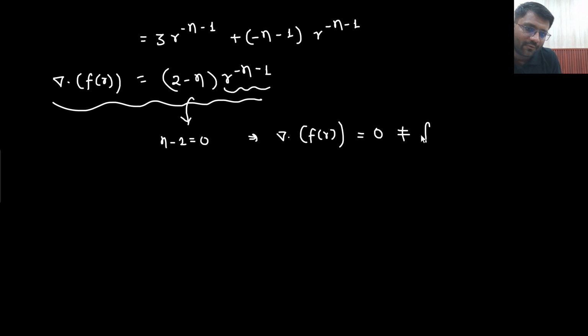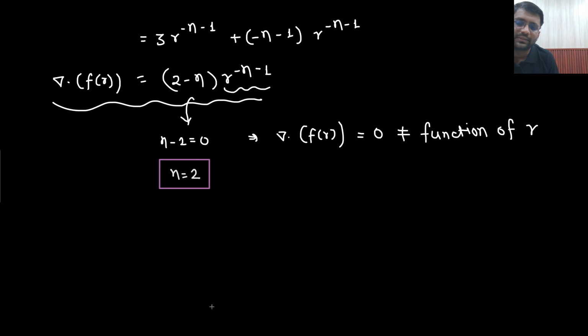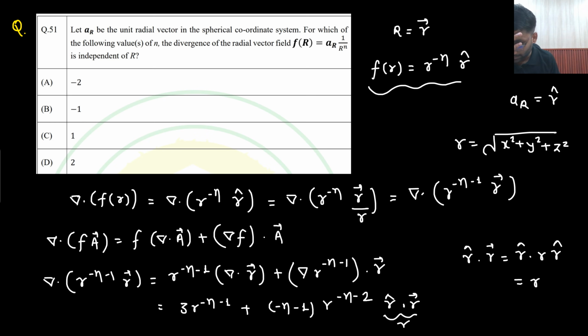which will not be a function of r. That's it. This is what I want. That means what should be the value of n? Value of n should be 2. This is the answer. So the answer is value of n should be 2.